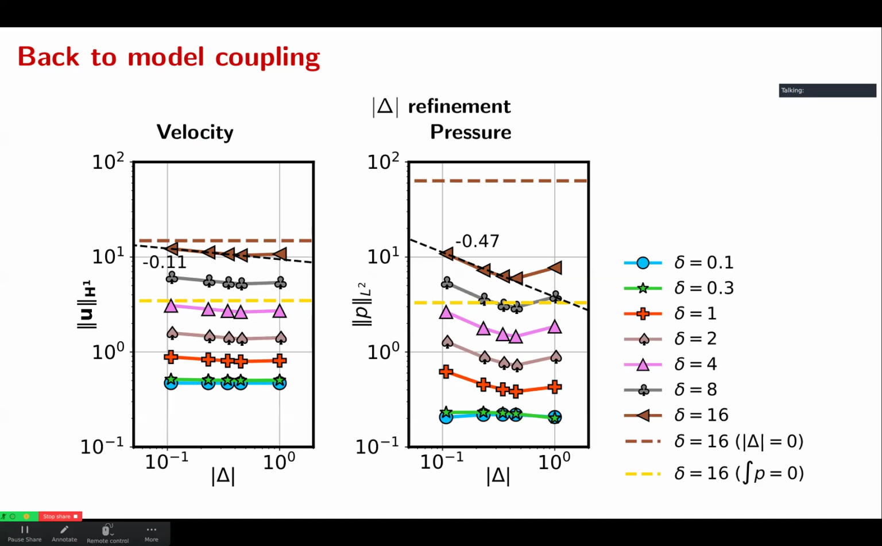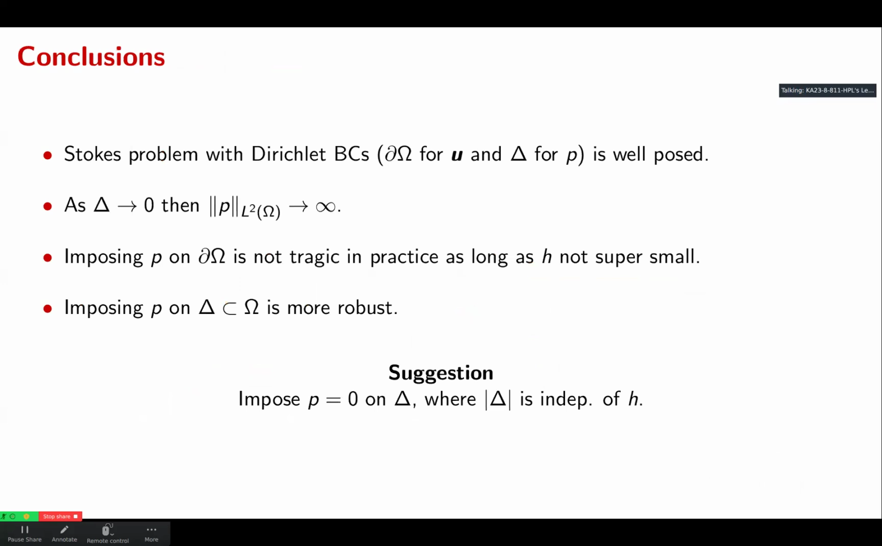Okay, and just to mention that the 1/2 growth of the constant, we have been able to reproduce it also in practice. So yes, for a large perturbation in the boundary conditions, your norm of P will grow with the power 1/2 as the volume of delta goes to 0.